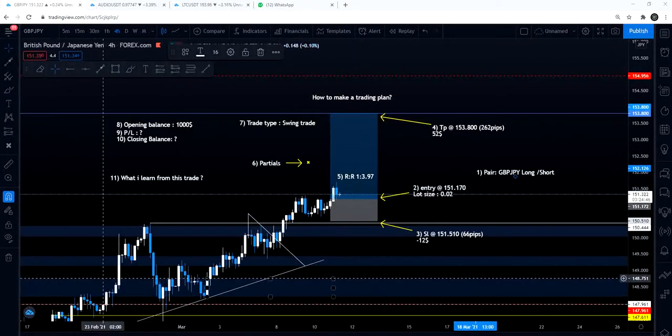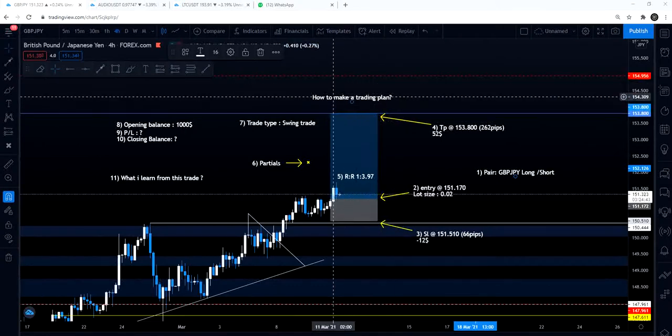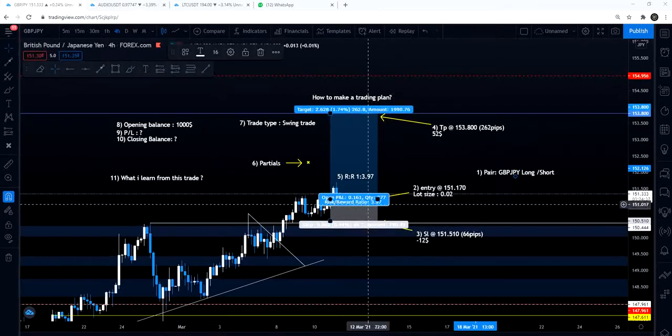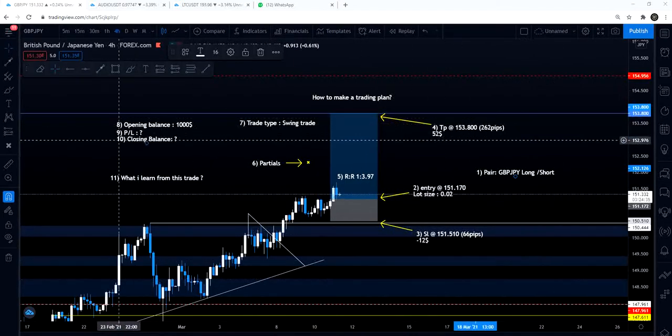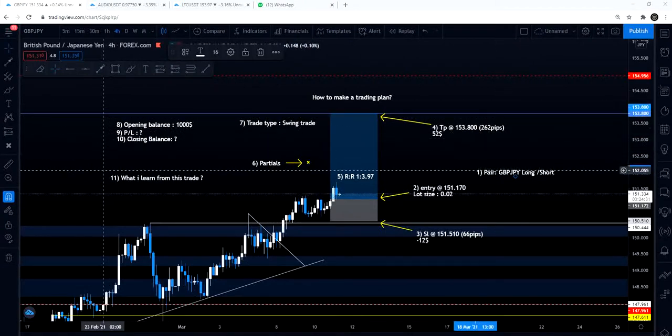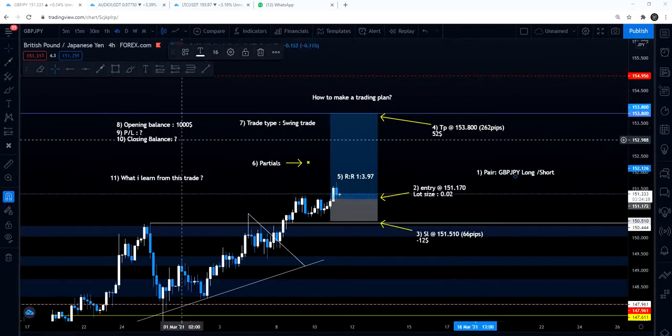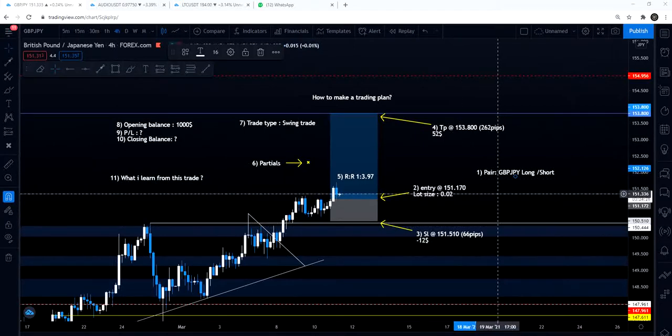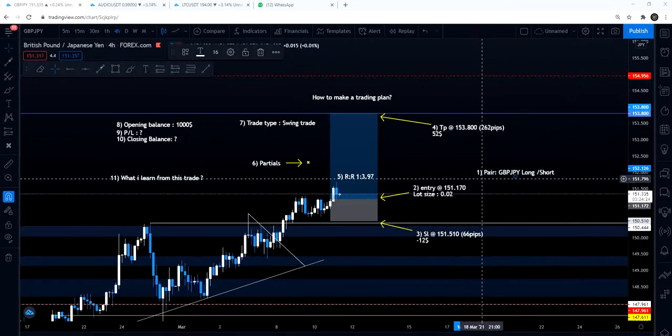In this tutorial, we are going to discuss how to make a trading plan. For that, I am taking an example of a GBP JPY long trade. Here you can see that I have mentioned some key points to make a trading plan. There are a total of 11 key points. We are going to learn step by step.